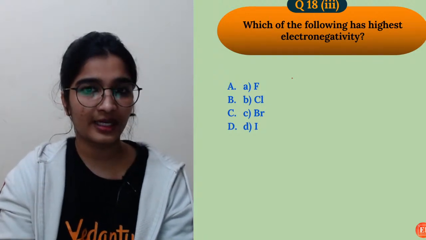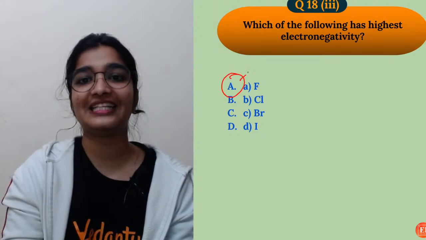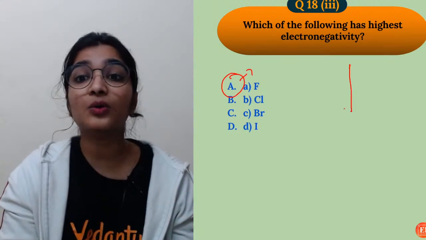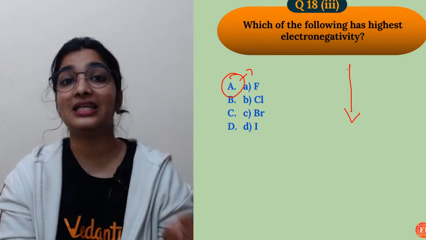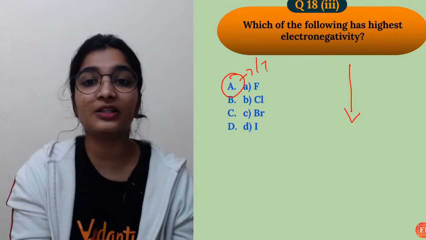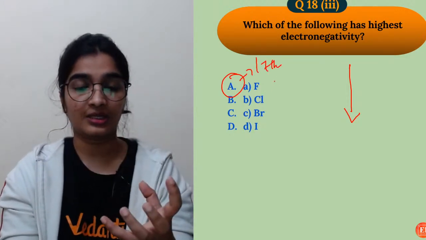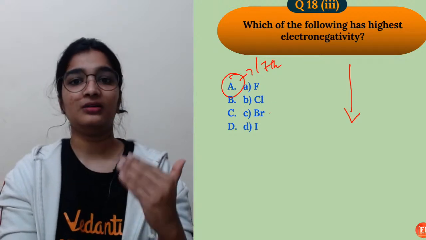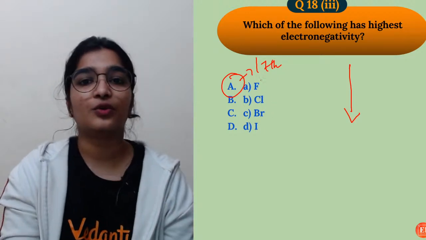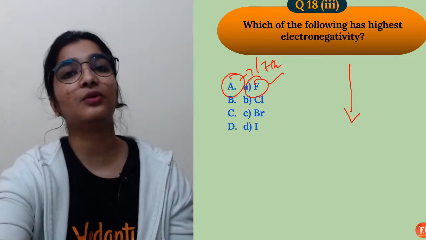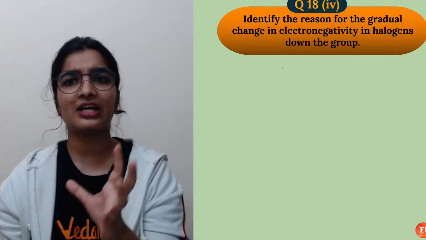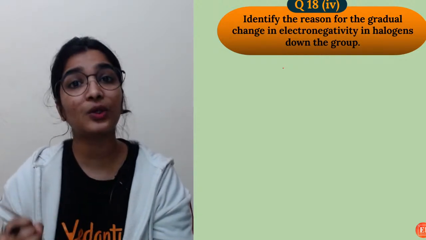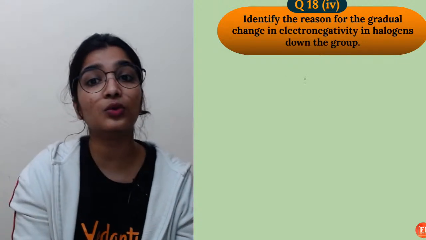A. Okay. Fluorine. Because what we know is, down the group the electronegativity decreases. So this is the 17th group, no? Fluorine comes first and then chlorine, bromine, iodine. So fluorine will have the highest electronegativity. Very good.